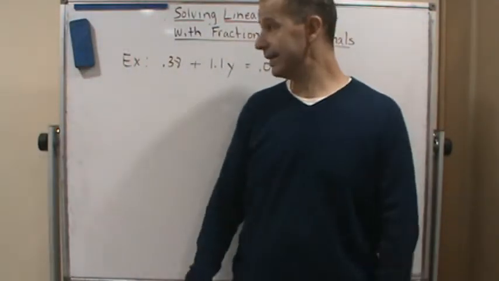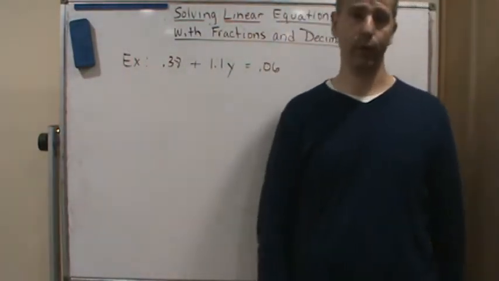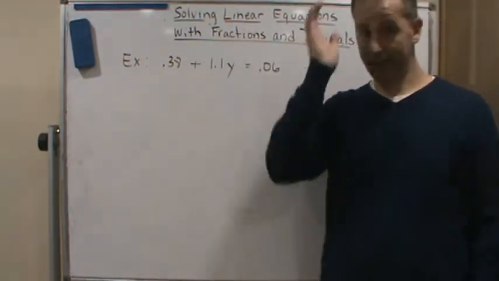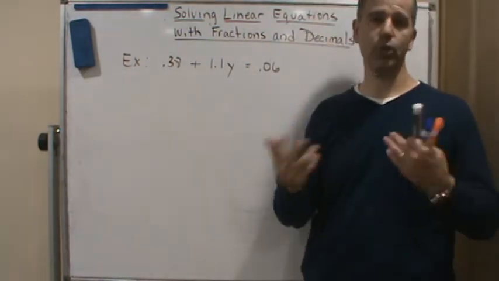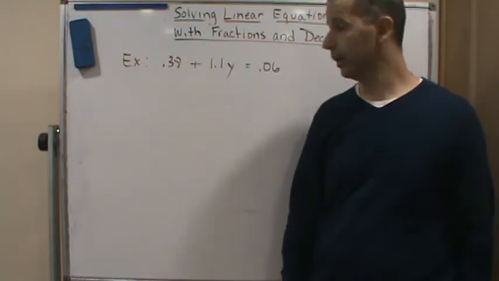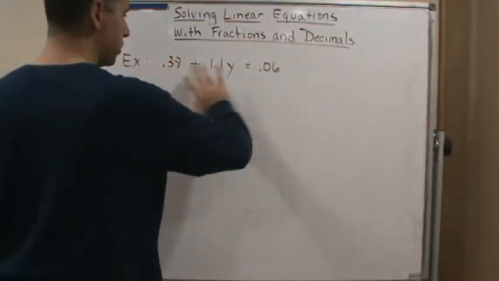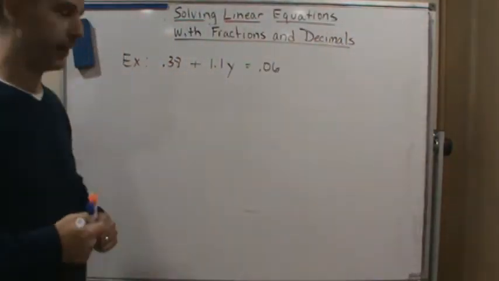Okay, so now in this example, I'm going to show you both ways. I'm going to show you the way that they show you in the textbook, and then I'm going to show you the way I would do it. Okay? So now in the textbook, they say change all of these into equivalent fractions.